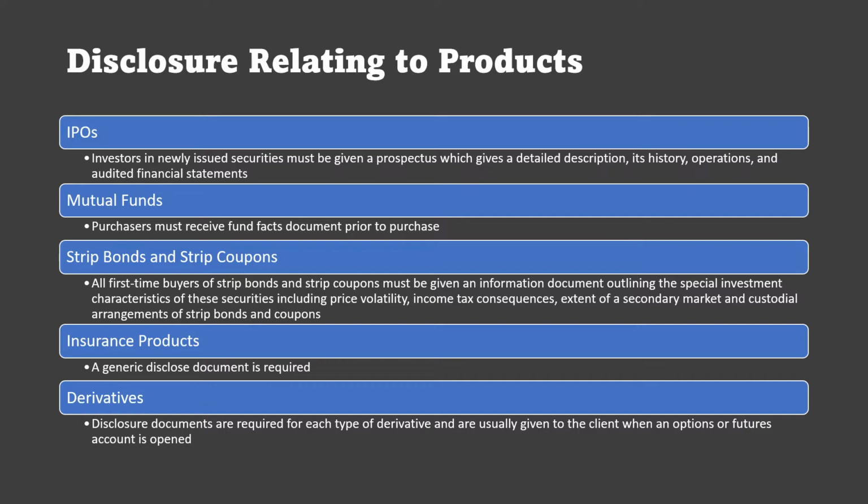For insurance products, a generic disclosure document is required. And for derivatives, disclosure documents are required for each type of derivative, and they are usually given to the client when an options or futures account is initially opened.